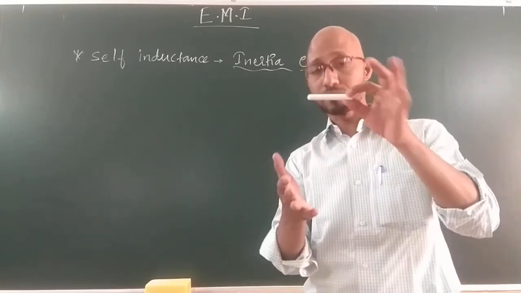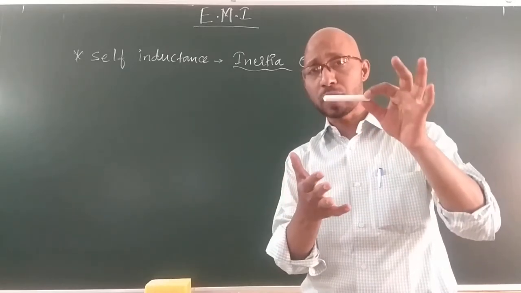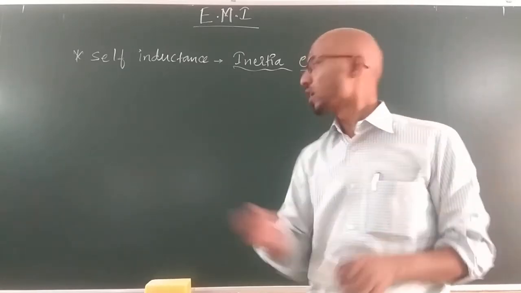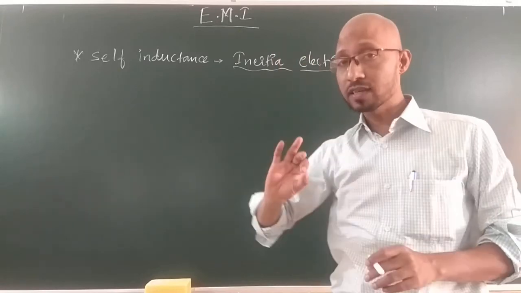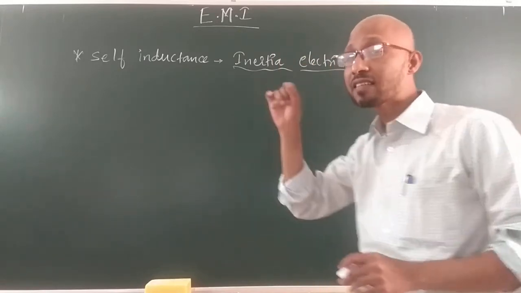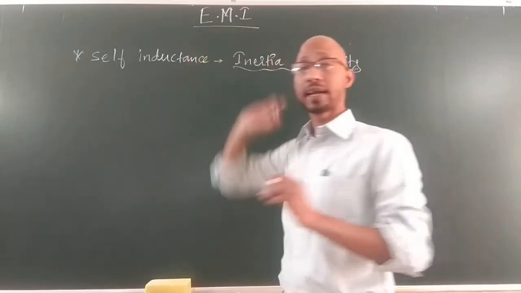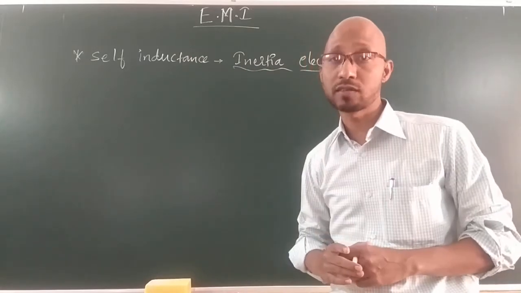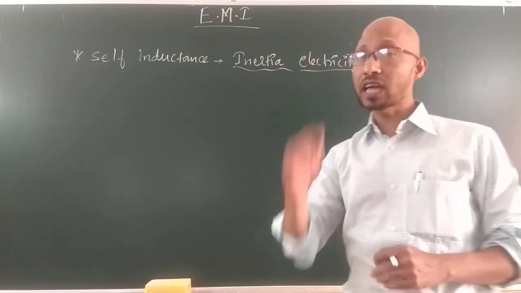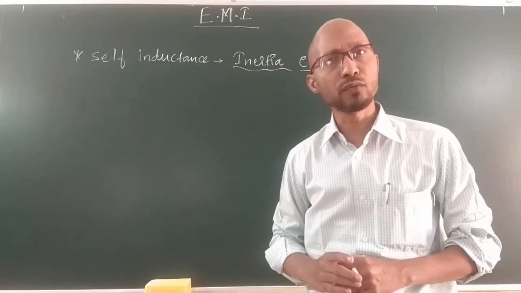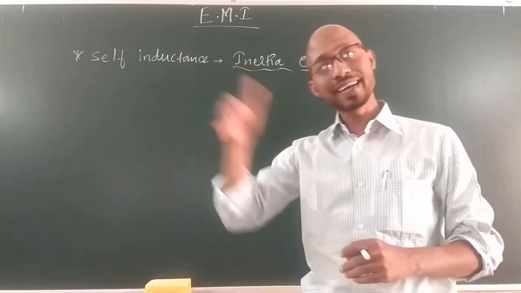Now if I keep it like this, it is trying to stay at rest, that's why it has fallen. These things I understand: the inertia of electricity is self-inductance. Why? The question asks you to tell that it tries to oppose the growth of current and tries to oppose the decrease of current.